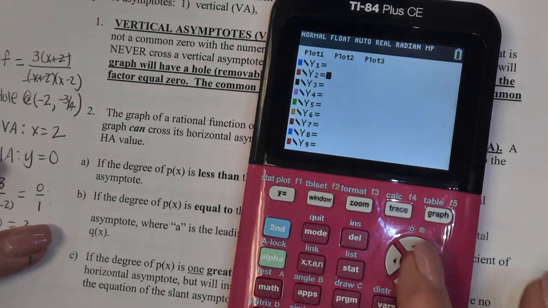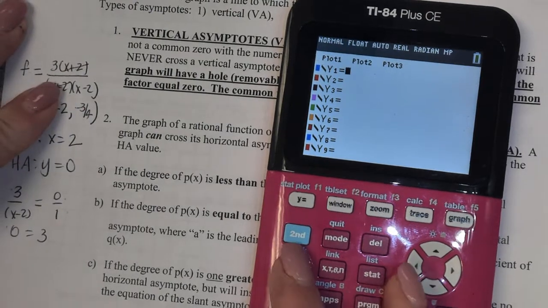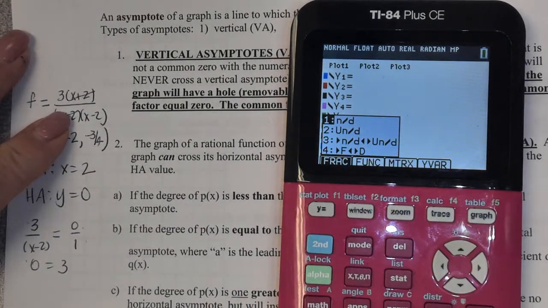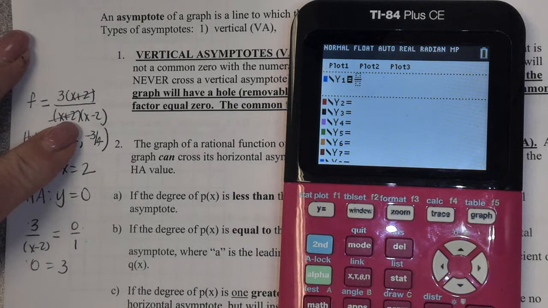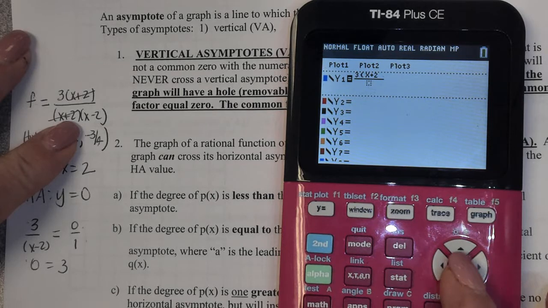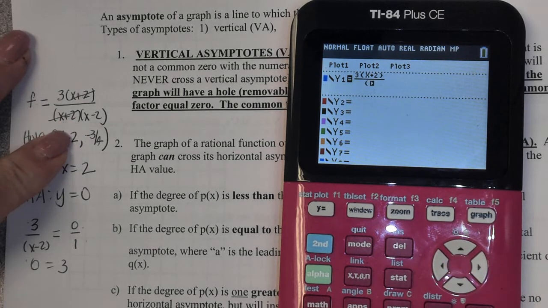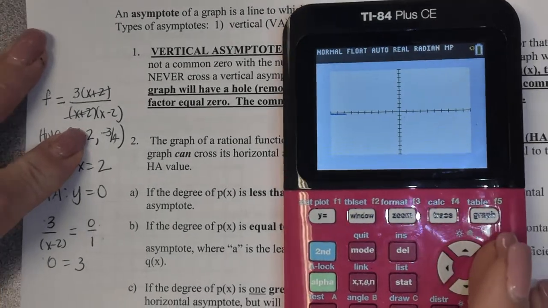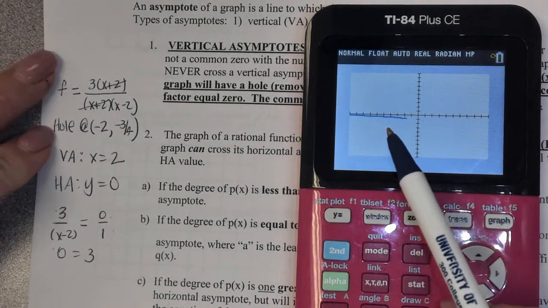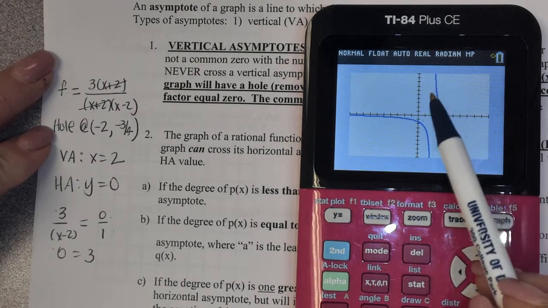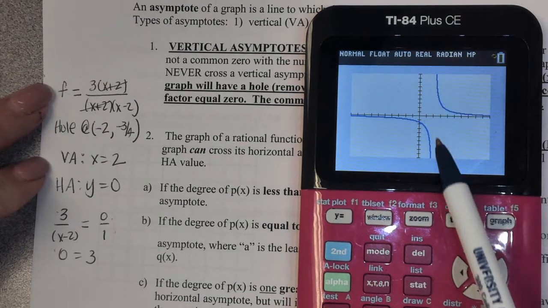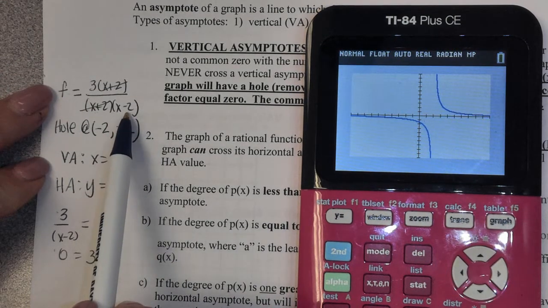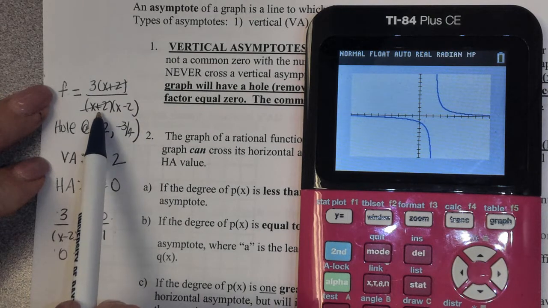Now, I want you to take a look at this function. I'm going to go to alpha to get a fraction. And this original function was 3 parentheses x plus 2 over x plus 2, x minus 2. I just want you to see what this looks like. Okay, so it's graphing it. See how we only have one vertical asymptote, and that vertical asymptote is at x equals 2. We have a hole in the graph at negative 2.